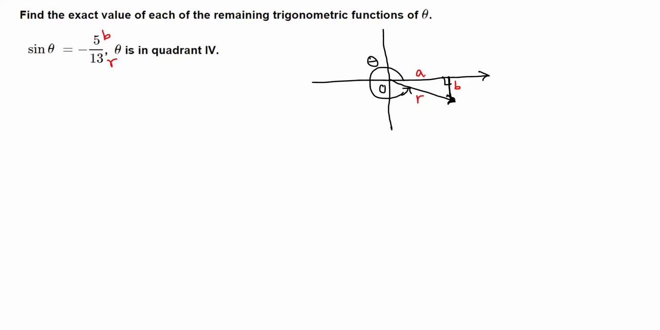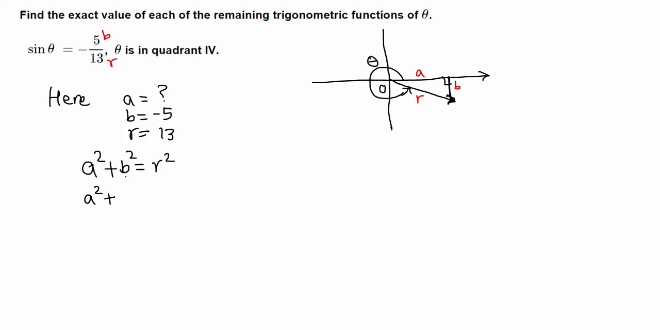Now A is missing, so we need to find A. B is -5, R or C is always positive 13. Let's find A using the Pythagorean theorem. A squared plus B squared equals C squared, which is R squared. A squared is to be determined, plus B, -5 quantity squared, 25, so the negative squared will be positive, is equal to R squared, 13 squared.